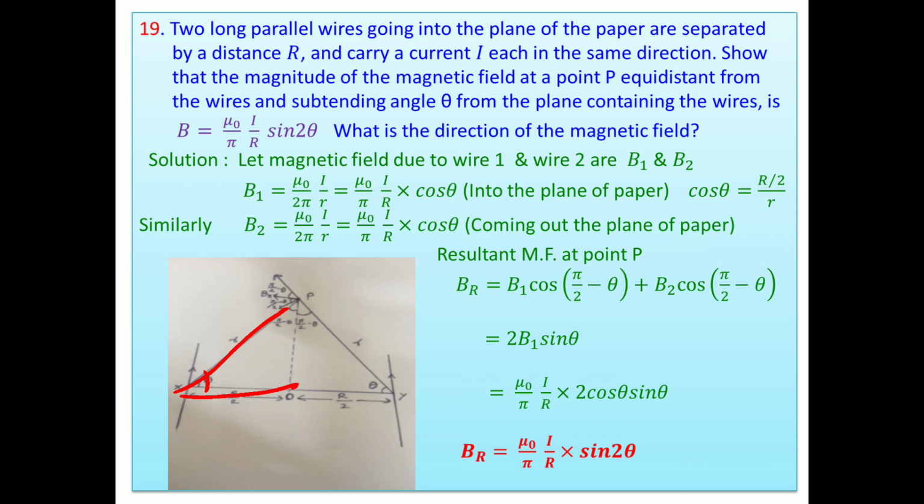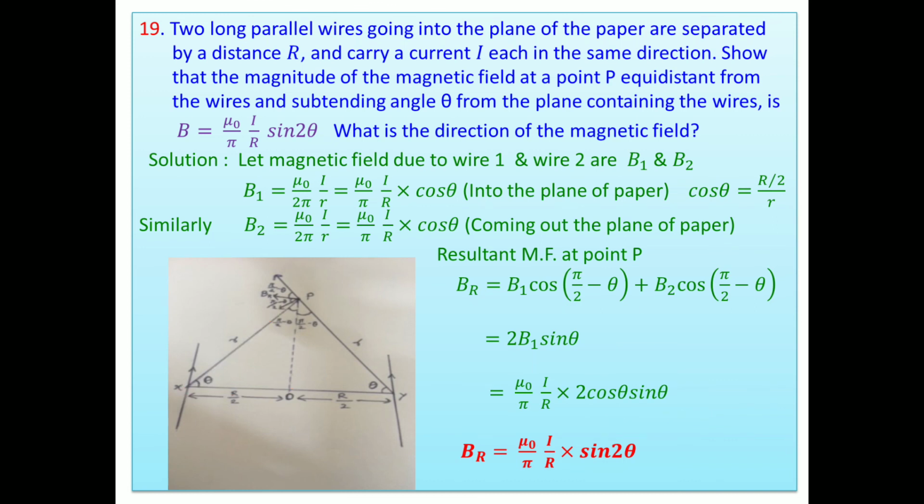The resultant magnetic field can be taken as B_R equal to B1 cos(pi by 2 minus theta) due to the first one, and B2 cos(pi by 2 minus theta). We know that cos(pi by 2 minus theta) is sin theta, so you directly take B1 sin theta and B2 sin theta. Directly you can take 2 B1 sin theta. B1 is mu naught I upon pi r, and it is 2 cos theta sin theta. Here the value of B1 is substituted. But 2 cos theta sin theta is sin 2 theta, and this is your answer.